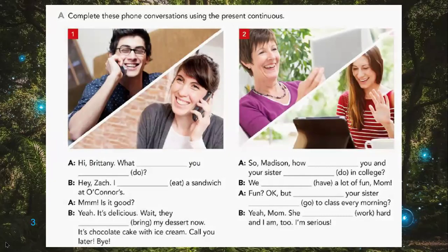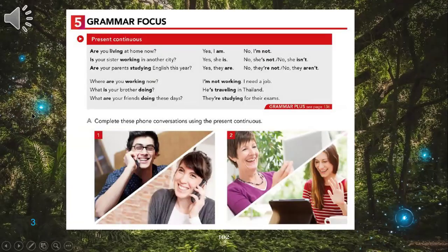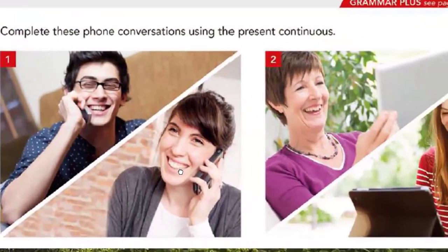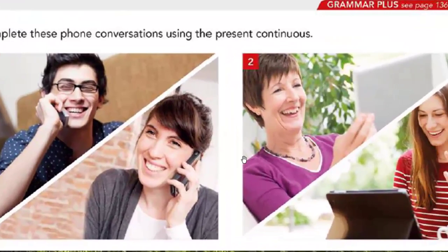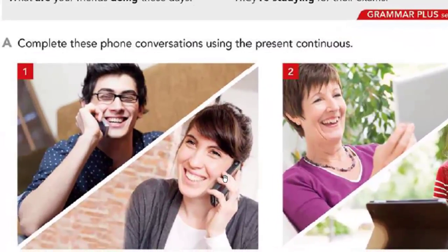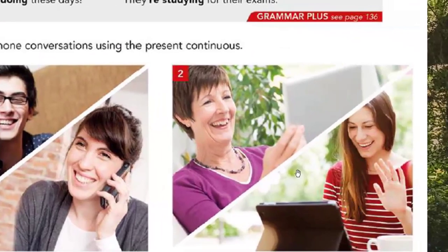But first, imagine who these people are. What is their relationship? Are they relatives, co-workers, friends? Maybe friends? Okay, so the first, you think they're friends. And the second?